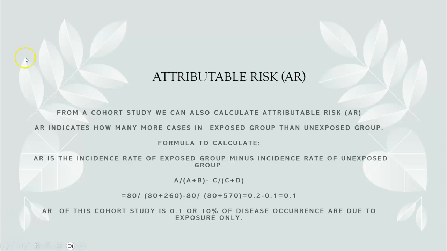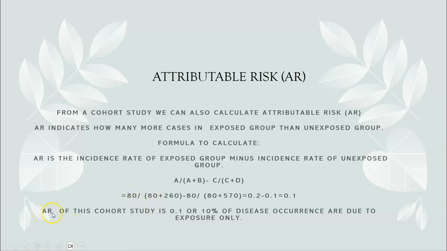The next one is attributable risk. We can calculate attributable risk from a cohort study, and it indicates how many more cases there are in the exposed group than the unexposed group. The formula is not a division, it is a subtraction. Attributable risk is the incidence rate of the exposed group minus the incidence rate of the unexposed group. The data is taken from the 2 by 2 table in the last slide.